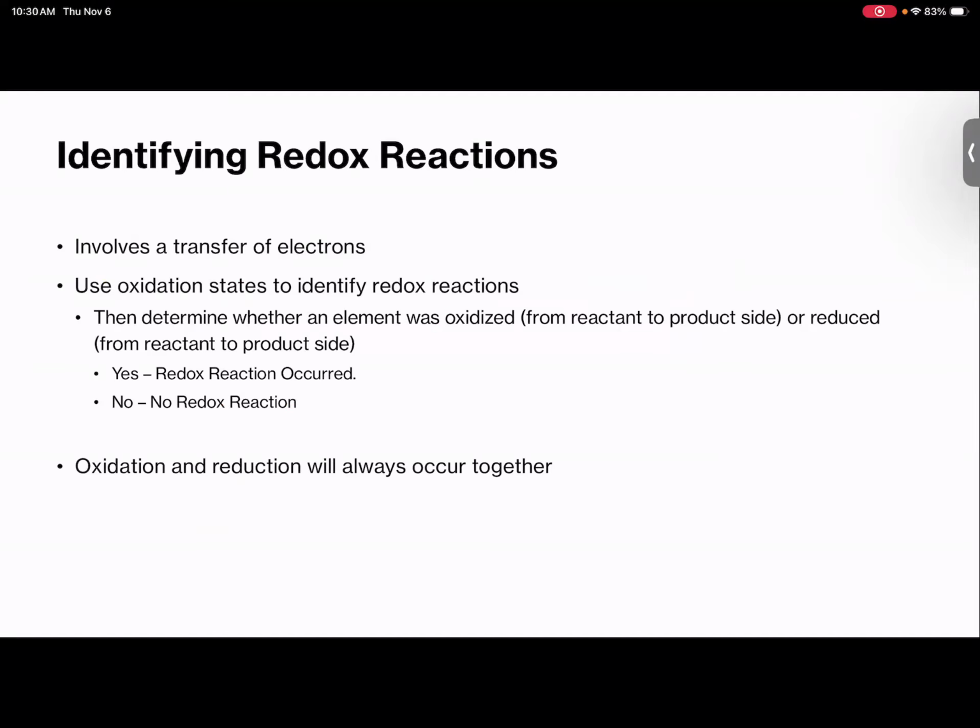So we started this with redox, which involves the transfer of electrons. We're going to use the oxidation states to identify the redox reaction. Basically, if we see the oxidation states change from reactant to product, then it is going to be considered a redox reaction. But if the oxidation states remain constant from reactant side to product side, then we're not dealing with a redox reaction. Again, they have to occur in concert. You can't have one without the other.